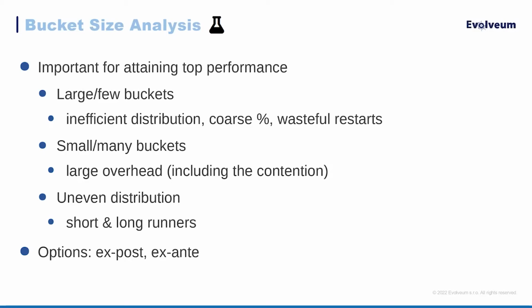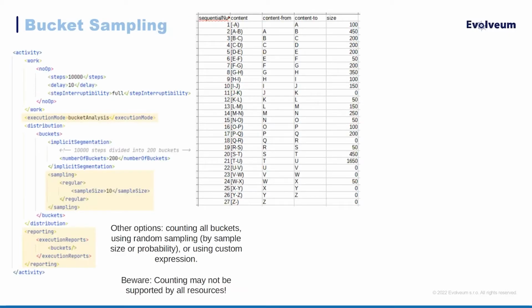Therefore, we often like to see the real size of individual buckets. There are 2 options here: either expost, by requesting the bucket report, running the task, and then looking at the report afterwards, as we have seen, or ex ante, by analyzing the buckets before the execution of the task. The analysis before execution can go through all of the buckets, or only through a given sample, which can be much faster. Imagine you have millions of users.